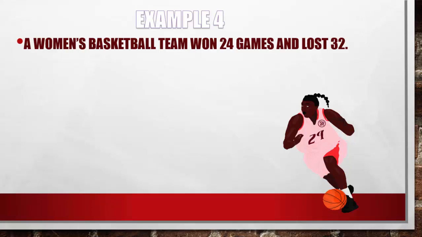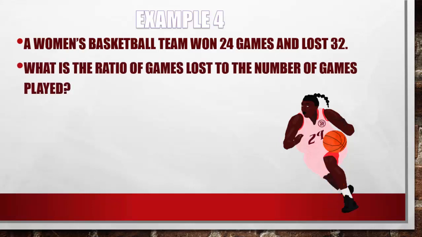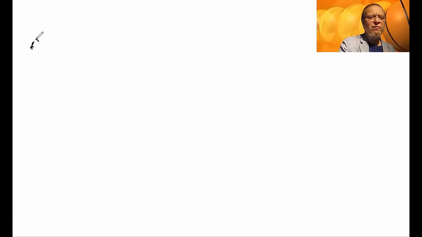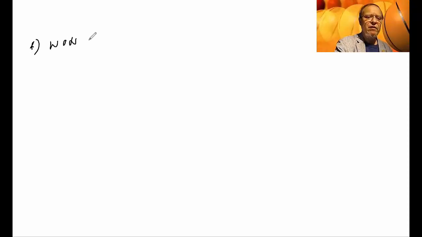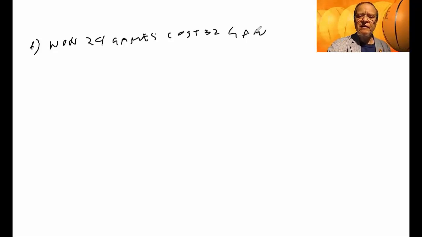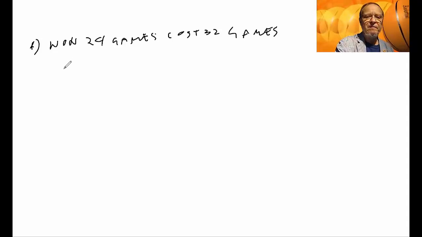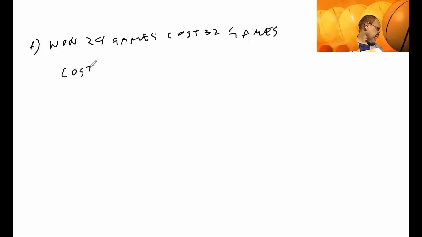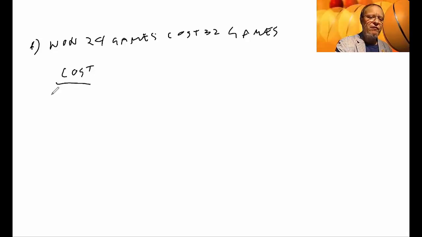In example number 4, a women's basketball team won 24 games and lost 32. What is the ratio of games lost to the number of games played? Now let us go over to the whiteboard and work this out. In question number 4, we're told that a women's basketball team won 24 games and lost 32 games. And again, we're asked to compare the ratio of lost games to the total number of games.